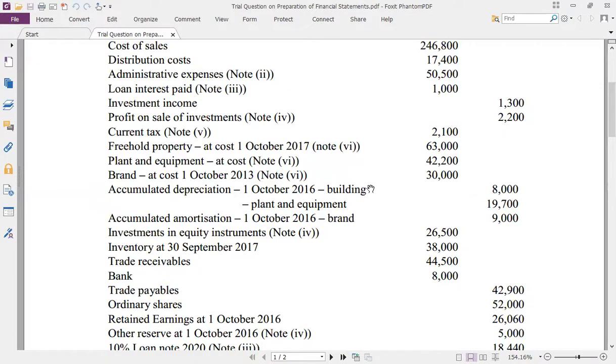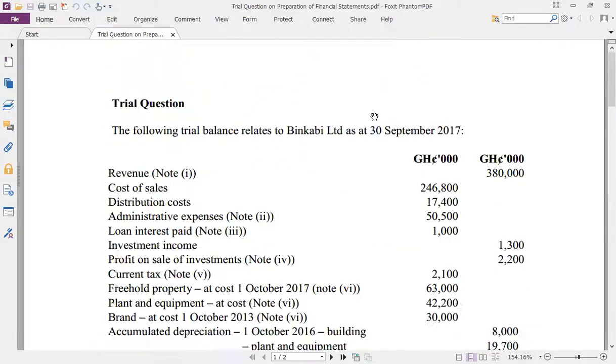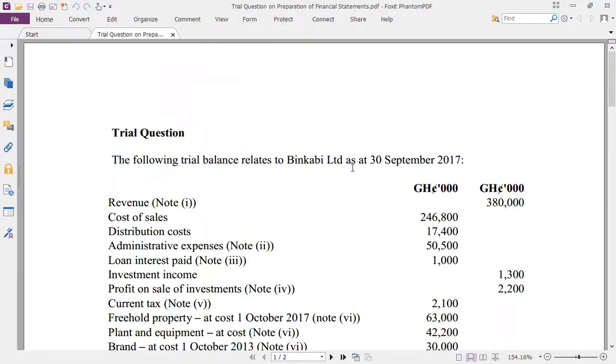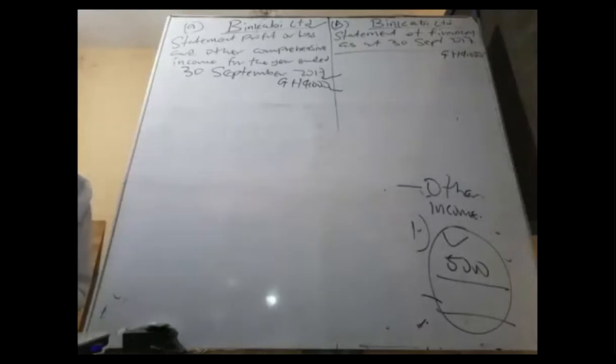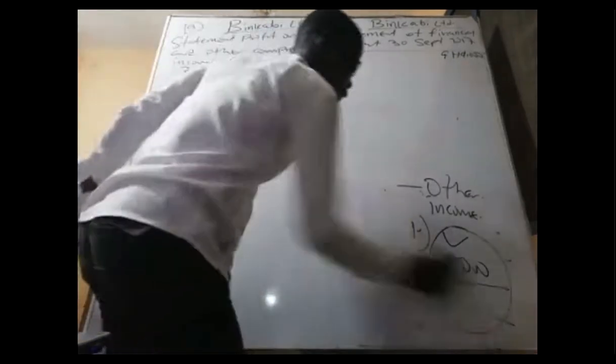Now there's something in here that I want us to look at. I think we are done. The following trial balance should be limited at this date. Okay, fine. So right after this, we are going to consolidate, put these pieces together and prepare the financial statement.